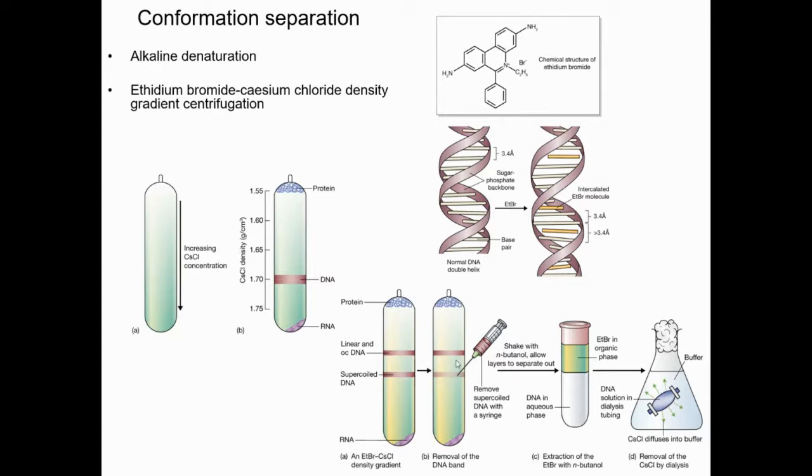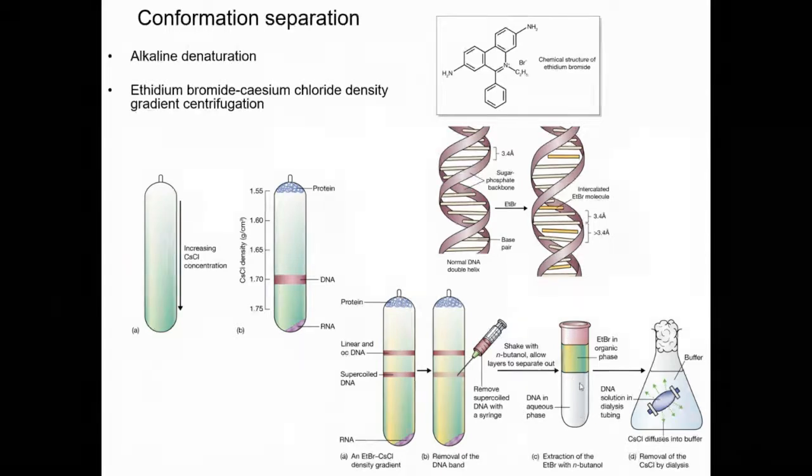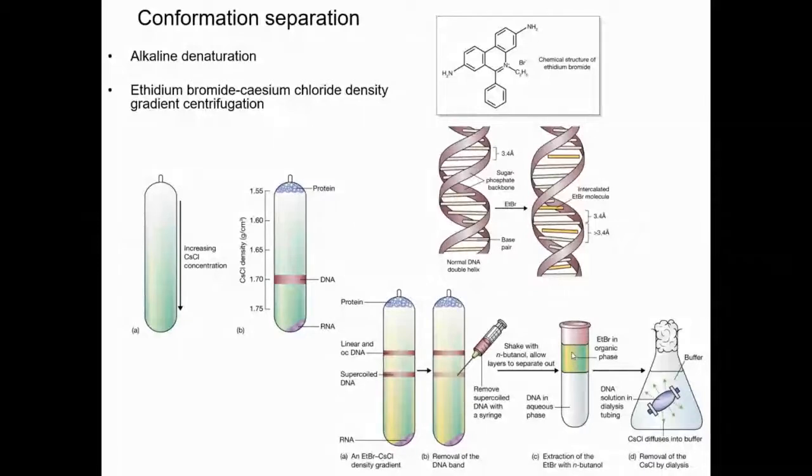After you use a needle to remove it, you extract with butanol so that you can separate the ethidium bromide from the DNA. The ethidium bromide will be in the organic phase, and the bottom one will be the DNA in the aqueous phase. Then you remove the aqueous phase and do a dialysis to remove the cesium chloride. After that, you can do phenol-chloroform extraction and ethanol precipitation to concentrate the DNA. Okay, that's the procedure to purify the plasmid DNA using ethidium bromide cesium chloride density gradient centrifugation.